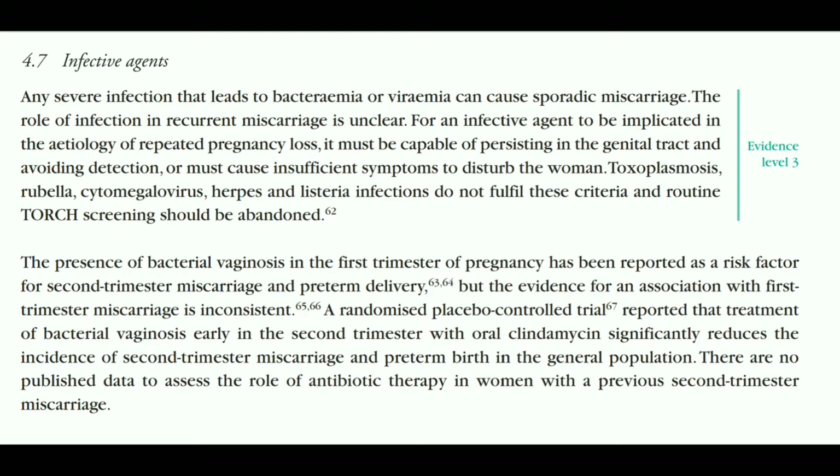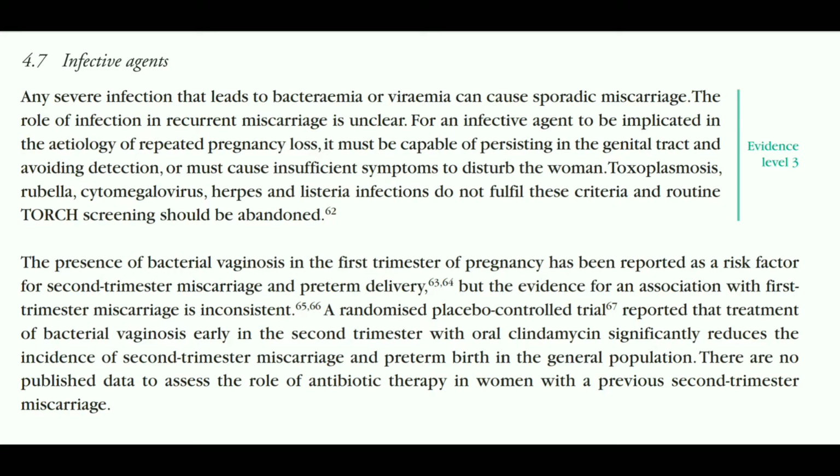Now, how are the infective agents involved? For an infective agent to be implicated in the etiology of repeated pregnancy loss, it must be capable of persisting in the genital tract and avoiding detection, or must cause insufficient symptoms to disturb the woman. Toxoplasmosis, rubella, cytomegalovirus, herpes, and listeria infection do not fulfill these criteria, and routine TORCH screening should be abandoned. Now, what is the role of bacterial vaginosis?